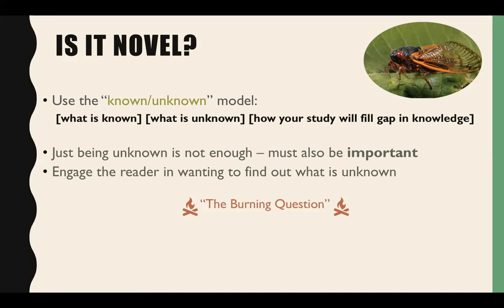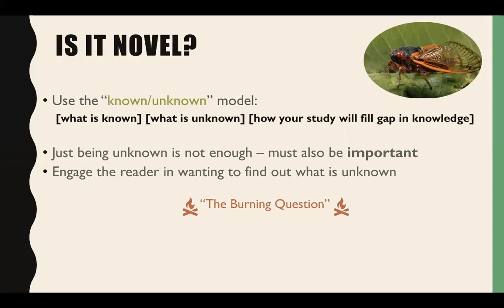And you want to engage the reader into finding out what is unknown. I'm calling this the burning question. So you want to set it up so that you give the reader enough background knowledge to know what you're studying, and then point out the giant hole and make them want to fund you to fill the gap in the knowledge. And I put a picture of a cicada here because I was just watching a David Attenborough nature documentary, and he mentioned that they didn't know how the cicadas are able to count. They come out every 17 years, and how they're able to count to 17 is still an unknown question in biology. And I thought that was really interesting.